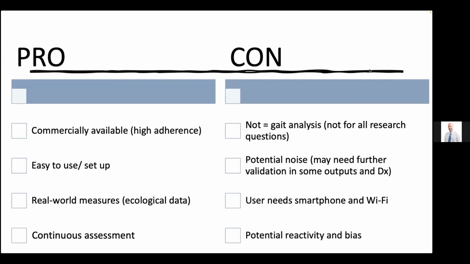Now, the cons are that if you want actual gait analysis, this is not what you're going to get from the Fitbit. You don't get stride width, stride length, etc. There's also potential noise, and some of the outputs need further validation depending on what diagnosis the patient has. The user does need a smartphone or Wi-Fi for this to be viable, and there are potential reactivity and biases from knowing that you have a device on that's measuring your everyday activity or sleep.